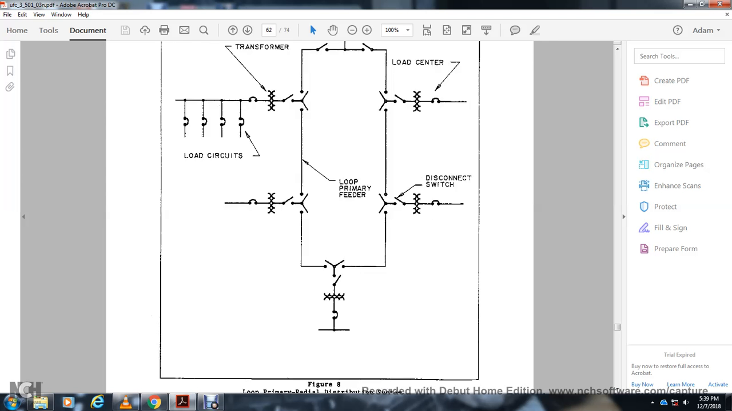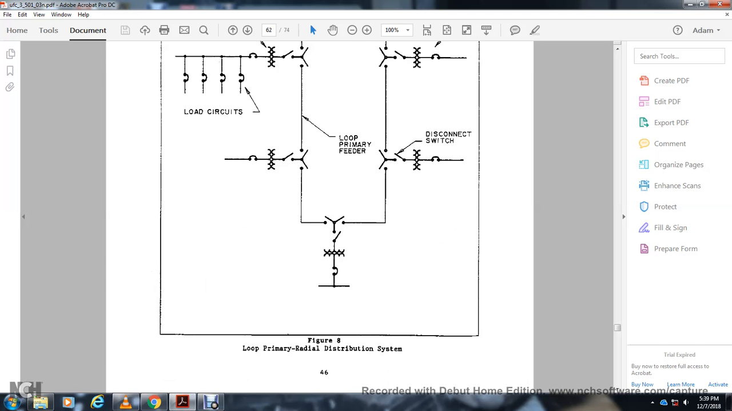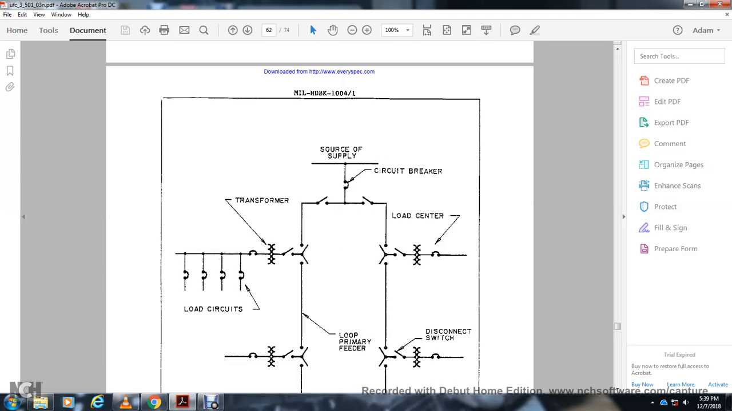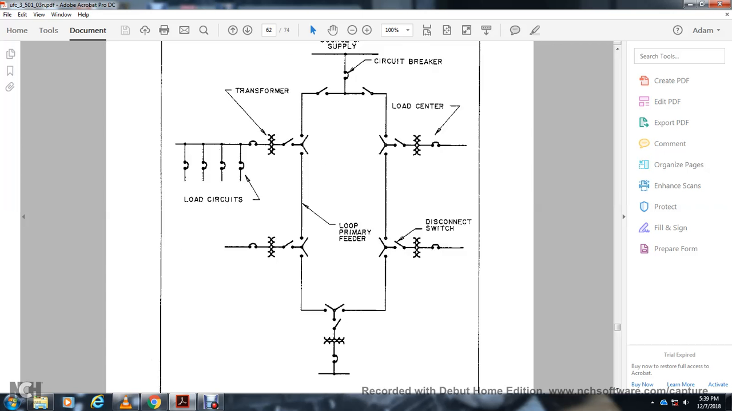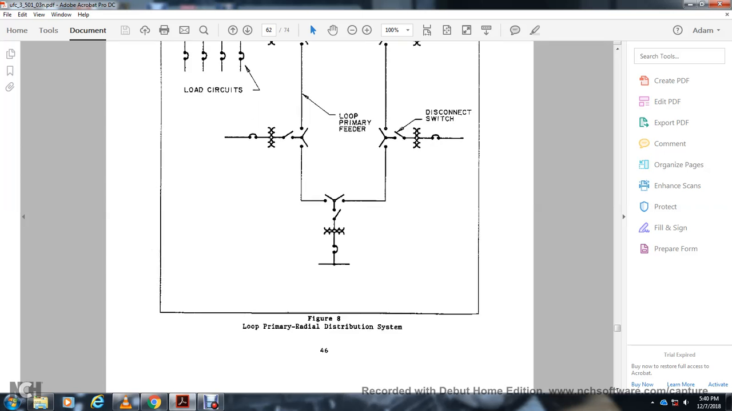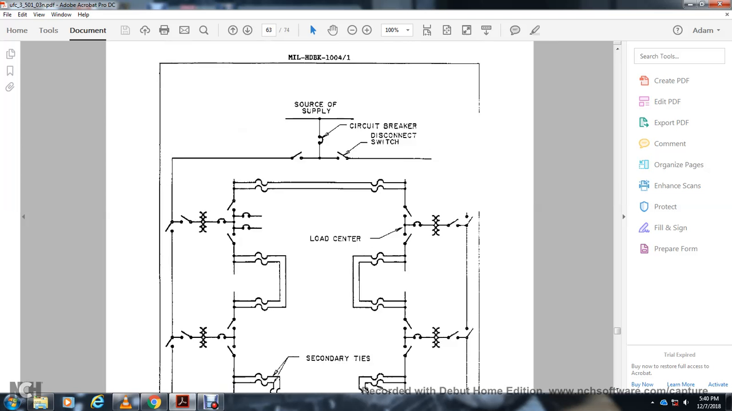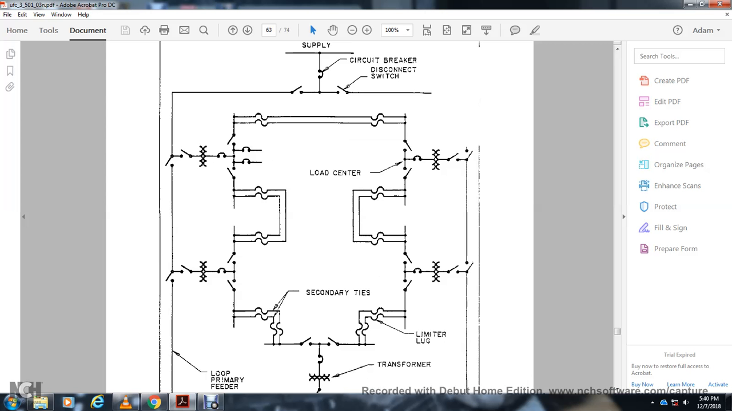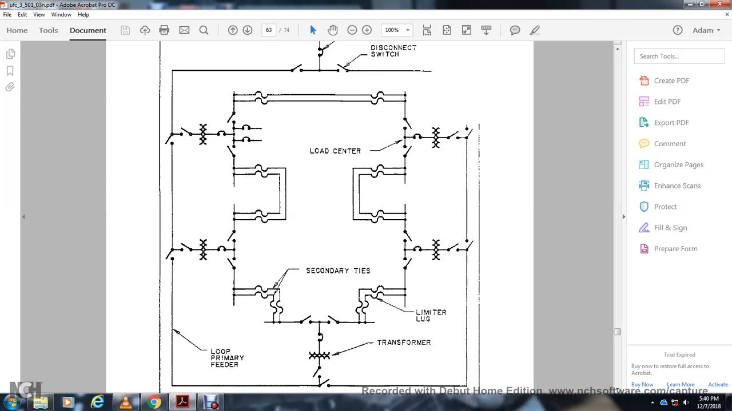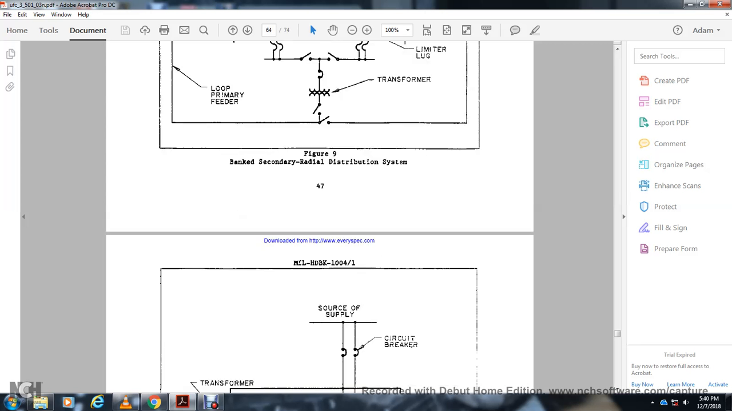This one is your loop primary radial distribution system: source supply, circuit breaker with the switch of the load center with the transformer, the load breakers, Y connections, loop primary feeders, disconnection switch, and load units, the load circuits. Alright, this is your bank secondary radial distribution system: source supply, circuit breaker, disconnection switch, and then you have your transformers, Y connections, fuses, load centers, and secondary ties, and the limited or looped load primary feeder of the transformer.